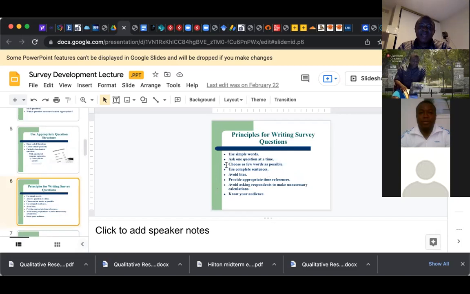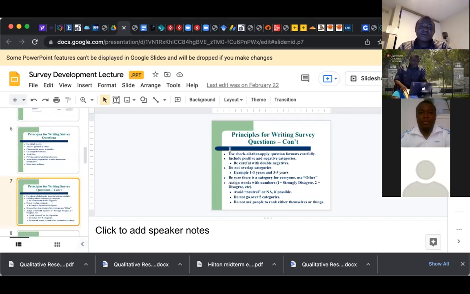Ask one question at a time, choose as few words as possible, use complete sentences, avoid bias, provide time references, avoid asking respondents to make unnecessary calculations, know your audience. Check that the question format applies carefully, include positive and negative categories. Be careful with double negatives. Do not overlap categories, for example 1 to 3 years, 3 to 5 years; be sure there is a category for everyone. Use order. Assign words with numbers.